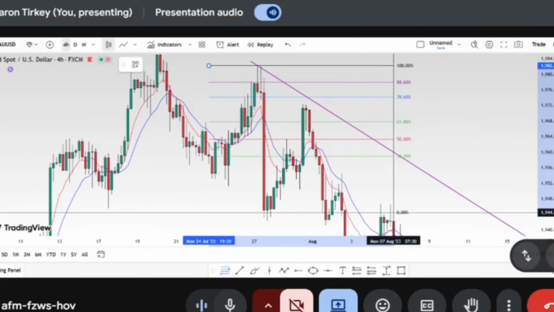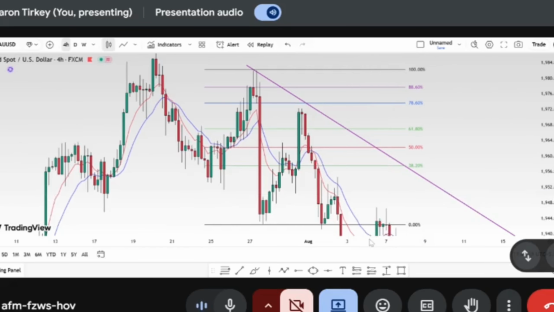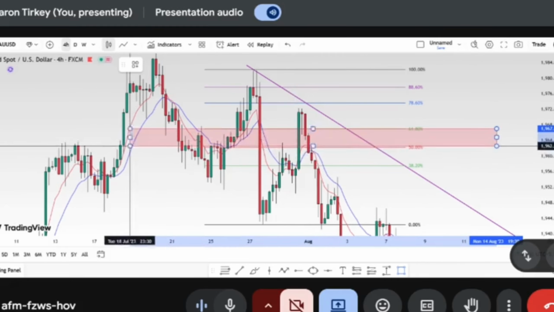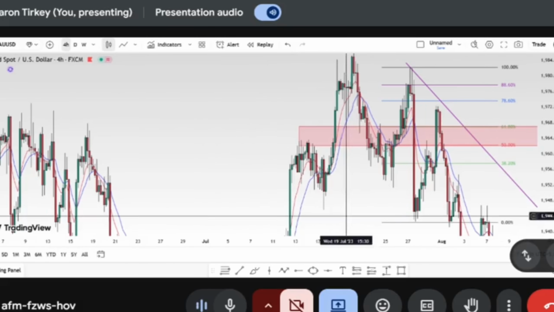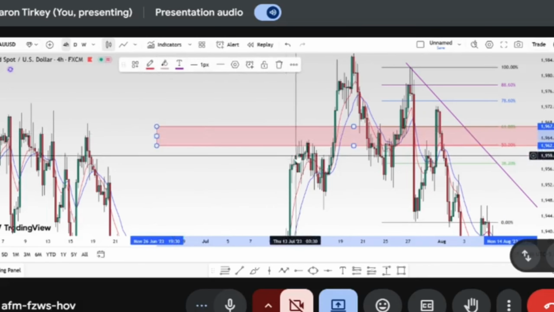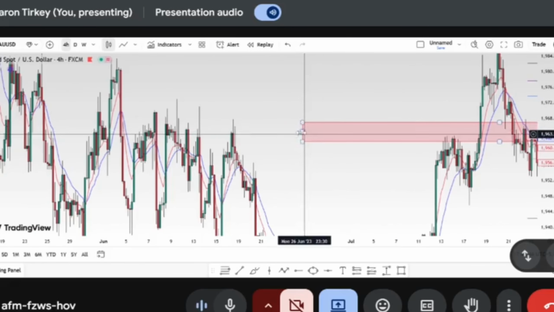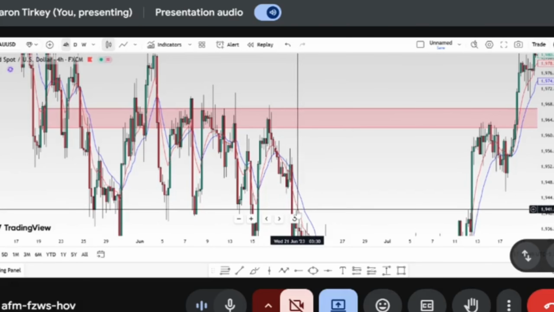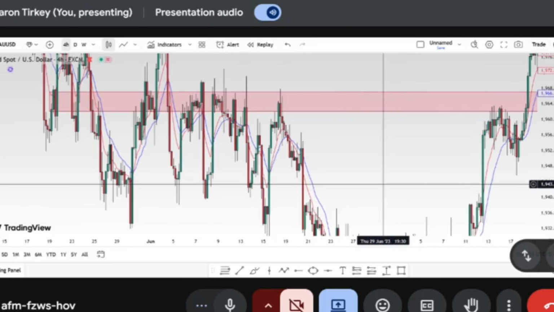So you need to draw Fibonacci from A to B, and then wait for the price to retest between 50 to 61%. This is our retest zone area. If you see here, price retests here and then goes downside. Here also price retests this area of interest, then goes downside. And if you backtest, there are many retests. So more than three touch points are available. Here price also retests and goes downside.